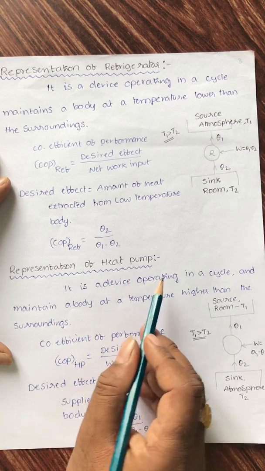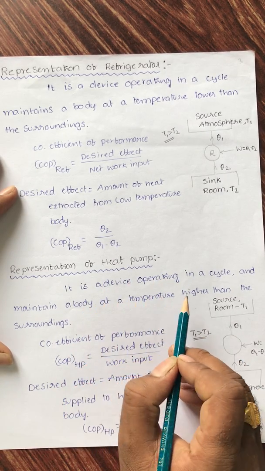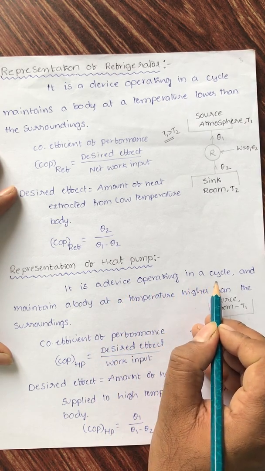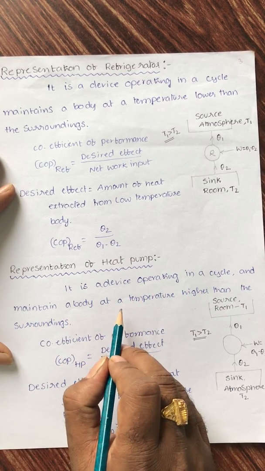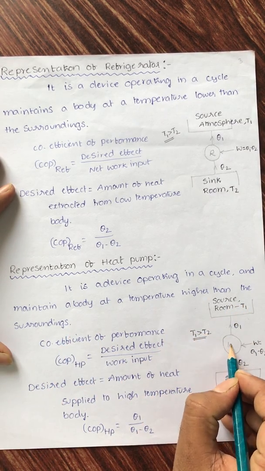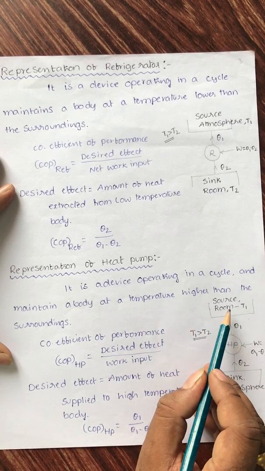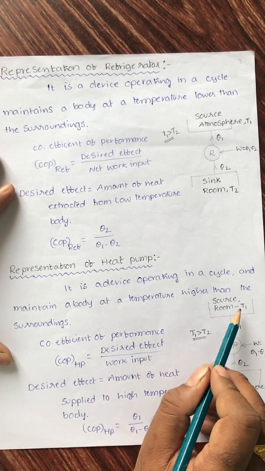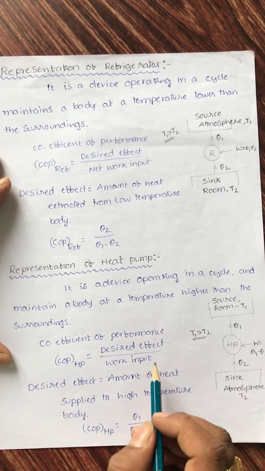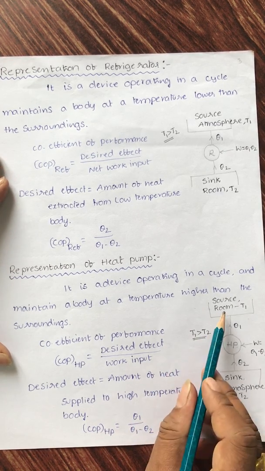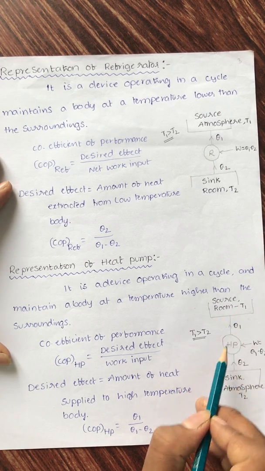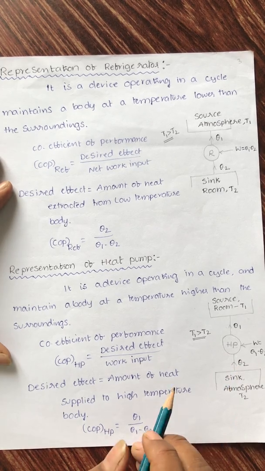Now the representation of the heat pump. It is a device reverse to the refrigerator. It is a device operating in a cycle and maintaining a body at a temperature higher than the surroundings. This is the heat pump. This is the source, this is the sink, T1, T2. T1 is all the time greater than T2. Don't get confused, friends. All the time the notation is T1 is greater than T2. Source is at the top, sink is at the bottom. This T1 is connected to Q1. This Q2 is connected to T2.